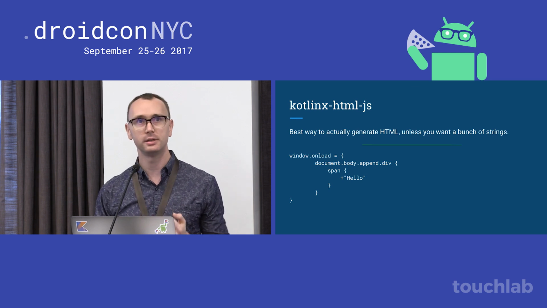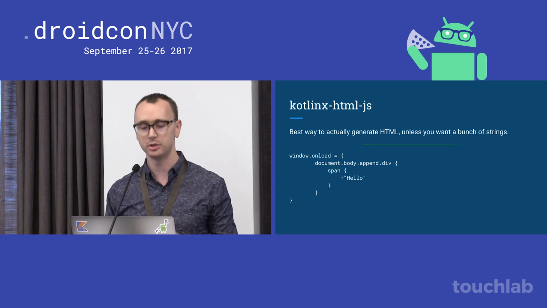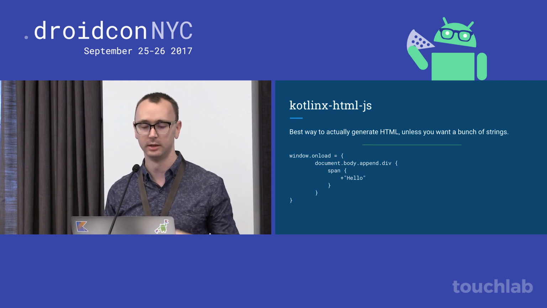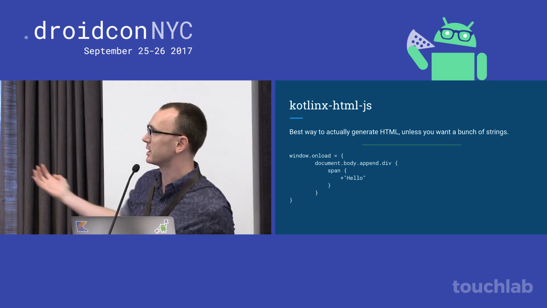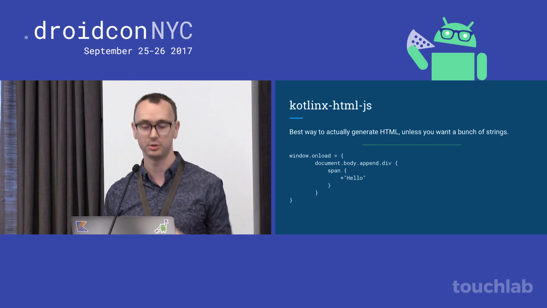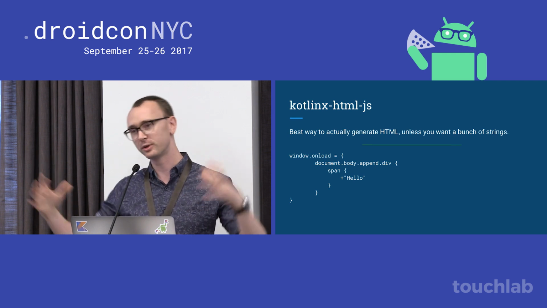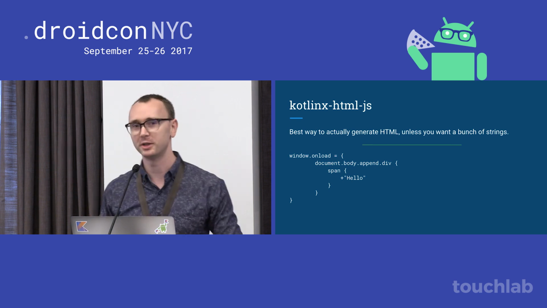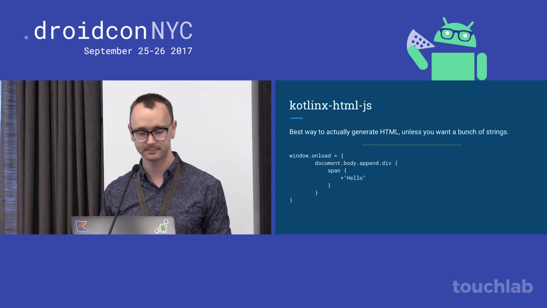Kotlin.js by itself doesn't give you a way to generate HTML, but the Kotlin XHTML library has a JS module. So you include that, and this is the easiest way unless you want to append a bunch of strings with Java. Please don't do that. Use this if you want to generate HTML code from your JavaScript.